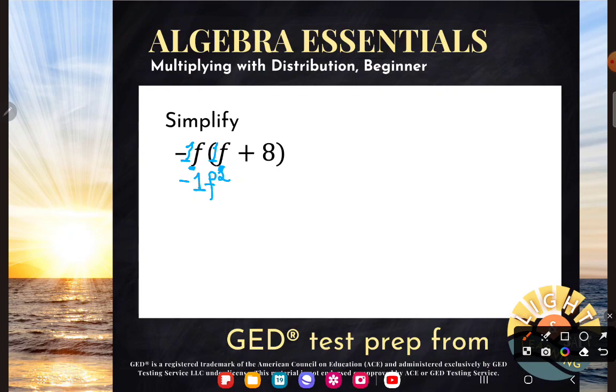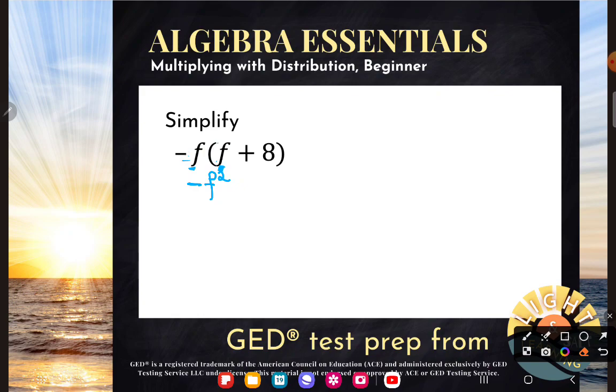But the reason why your teachers and I will jump straight to negative f squared without the 1 is, again, that idea that I don't need to count to 1, right? That's why I call it the invisible coefficient. So instead of writing negative 1f squared, I'll just write negative f squared. Let me put that guy a little closer so it doesn't mess with your head. So negative f squared. Okay, enough of this going slow. Let's go a little faster.